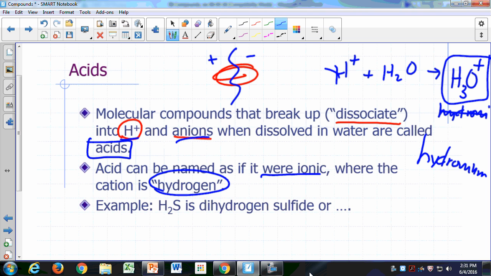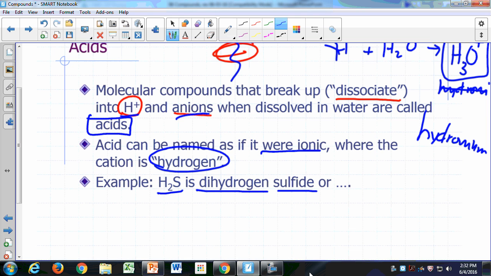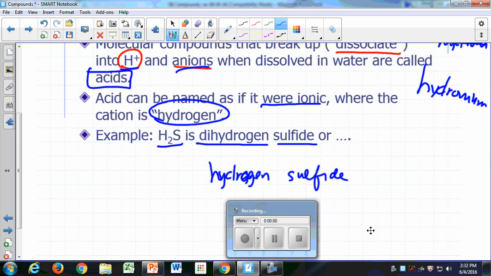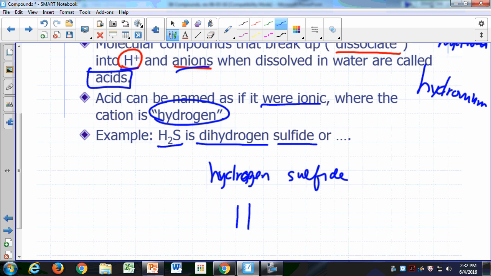What's left behind when your hydrogens are removed would be the anion. So H2S is a molecular compound, right? There's no metal there, there's no ammonium there, so it's dihydrogen sulfide. An alternative name for this is just to say the cation is hydrogen, the anion is sulfide. So it's as if it's ionic. You name it as if it's ionic.